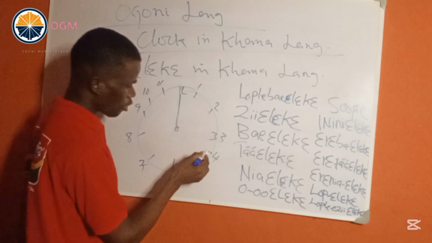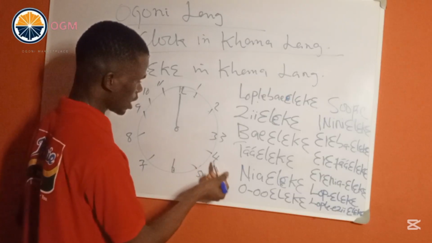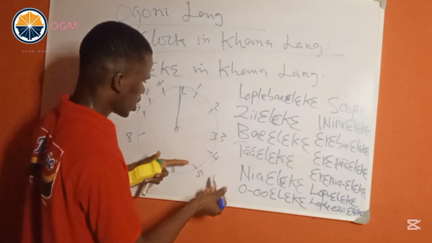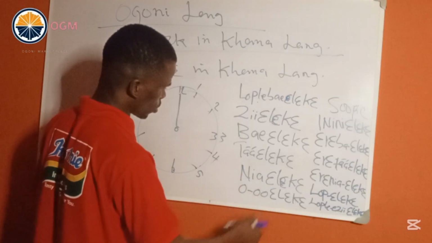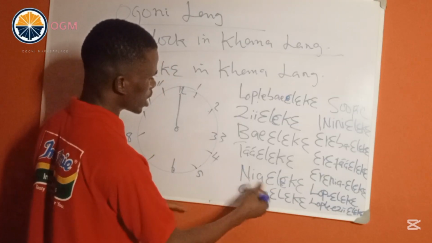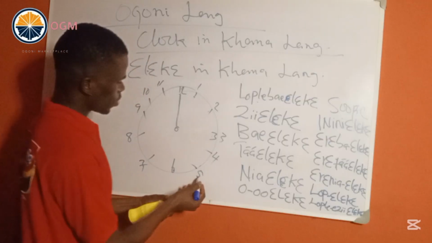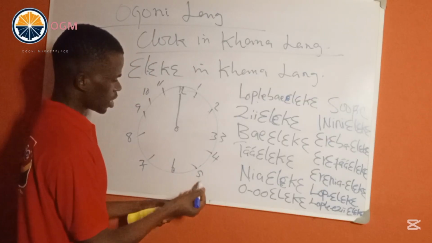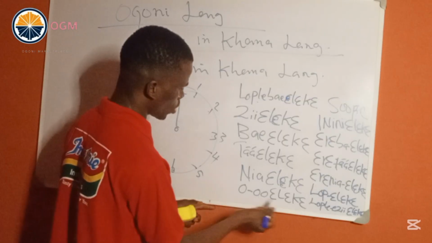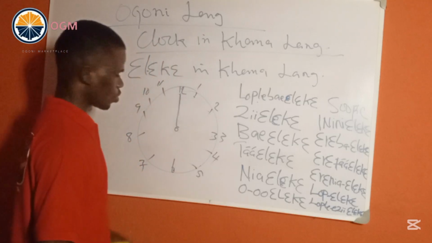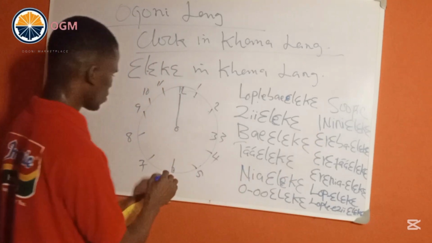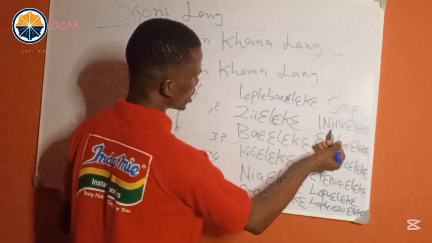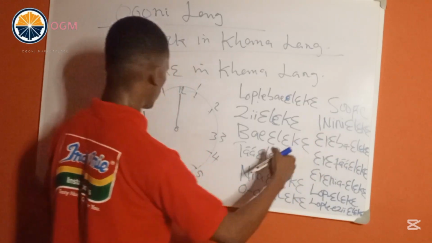Then we have here 4 p.m., which is evening, because 4 p.m. is evening, which is called nia eleke lo umne. Here we have 5 p.m., which is called o eleke, still lo umne, because it's already evening. Then here we have 6 p.m., which is in eleke lo umne.